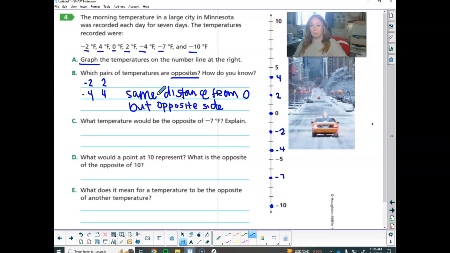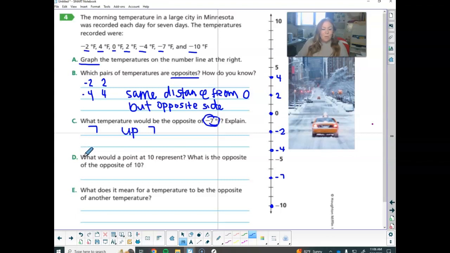Same distance, opposite sides. So what temperature would be the opposite of -7? So how many places did it take to get from 0 to -7? We do that on the other side, would be +7. So instead of going down 7, we had to go up 7 to get to the opposite of -7.